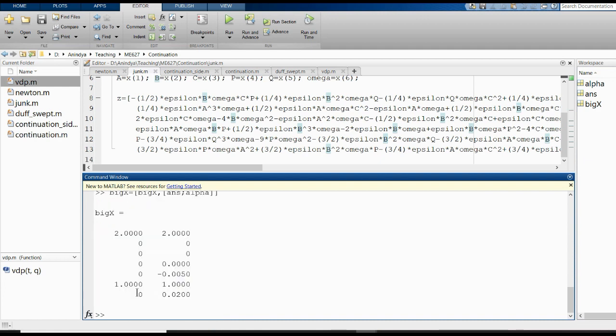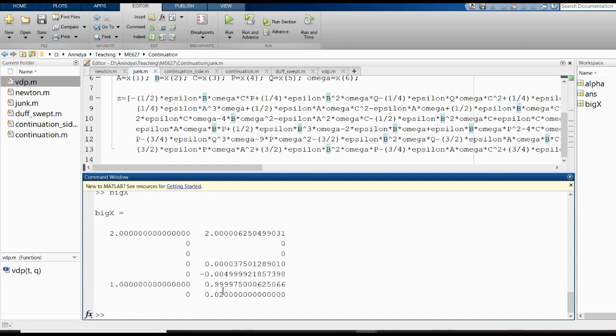Now I have 2 points. This is omega, that omega, this is epsilon. The omega would have changed on a later decimal point. So if I go format long and then I look at big X, you see the omega has in fact changed. It has changed, but it is small. This 2 has changed a little bit.